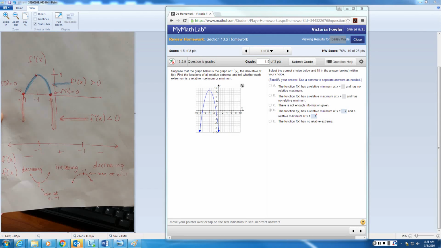So that should take you through any of these problems. When you're looking at the derivative, you should be able to decipher where the derivative is positive or negative, where it's equal to 0, create your sign chart, and then we will know something about our original function.